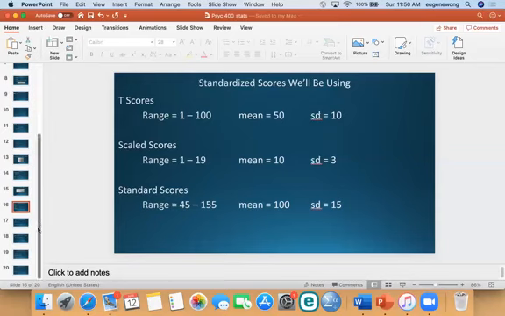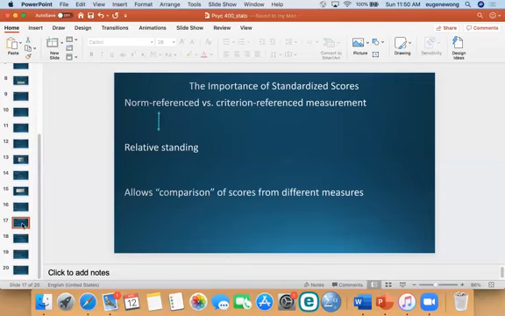Okay. Now, besides our tables, besides the percentile rank, besides the standardized scores, we want to talk some more about other statistical ideas that we're going to really need when we get into testing. Okay? Before we do that, we want to talk about why these standardized scores are so important.